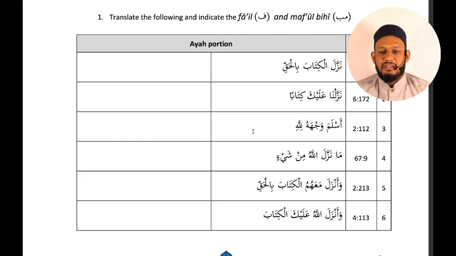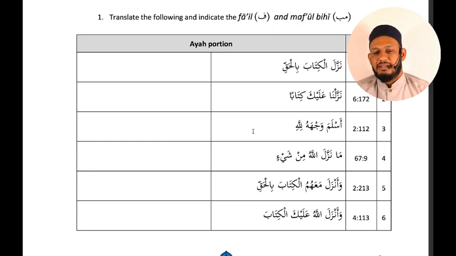Next one. Nazzalna alayka kitaban. With truth, yeah, I mean with truth is fine, inshallah. Of truth is fine. We'll check the tafsir for all the meanings. There will be a number of meanings with regard to bil haqq. Number 2, of truth and with truth are both fine, inshallah. Next one, nazzalna alayka kitaban. Nazzalna, we send down alayka, upon you, kitaban, a book. Na is the fa'il, kitaban is maf'ulun bihi.